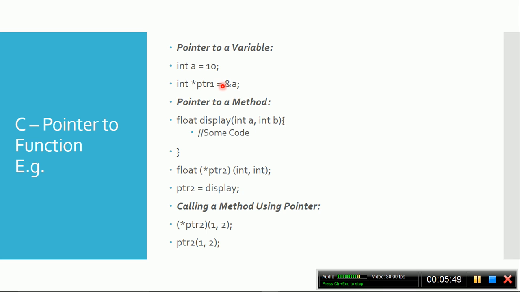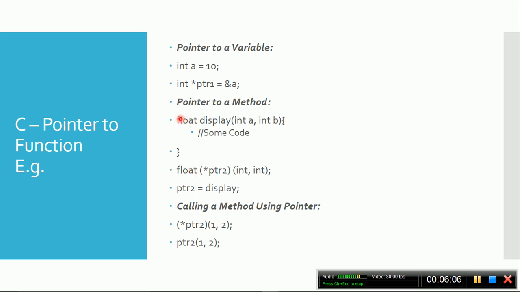So this ptr1 will hold the address of that a, and then what will star ptr1 hold? Normally star is the value-at-address operator. So star ptr1 will fetch the value at the address which ptr1 holds. So normally it will fetch the value of a. Similarly, let's see how a pointer to a method works.